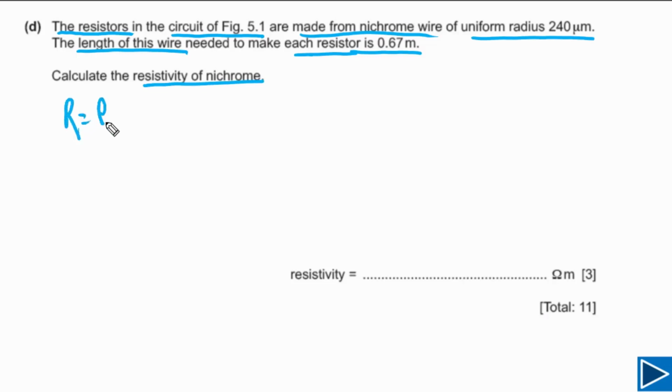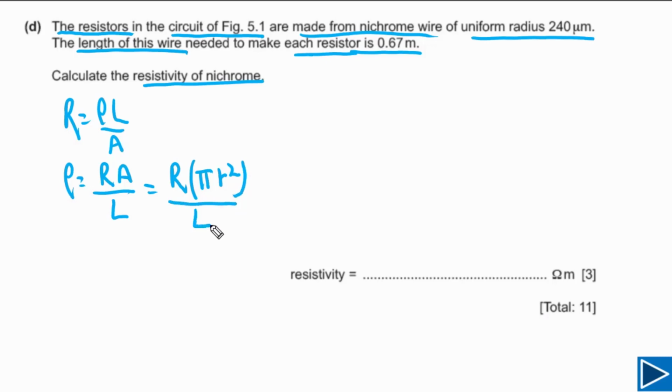R is equal to rho L by A. We need to calculate resistivity, so simply we can rearrange this one. So we can write down rho is equal to RA divided by L. A is the cross-sectional area of the wire. So simply we can write down this is the cross-sectional area of the wire divided by L, the length of the wire. Now simply we need to plug in values.